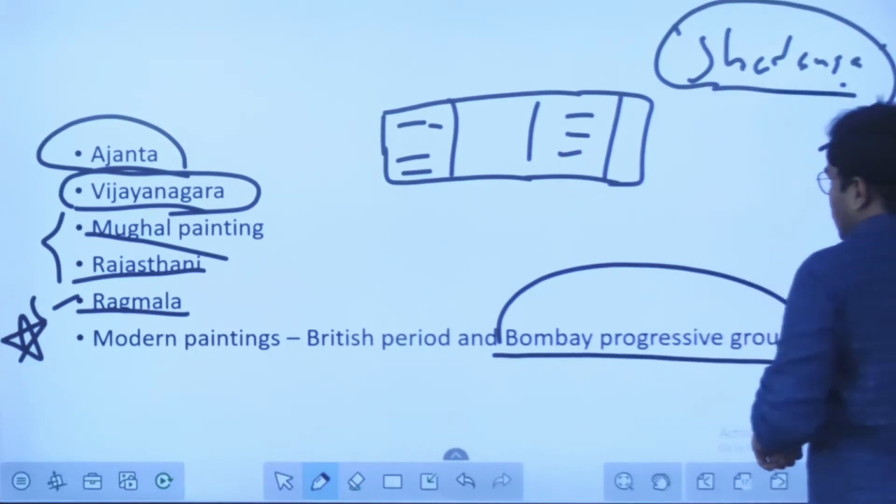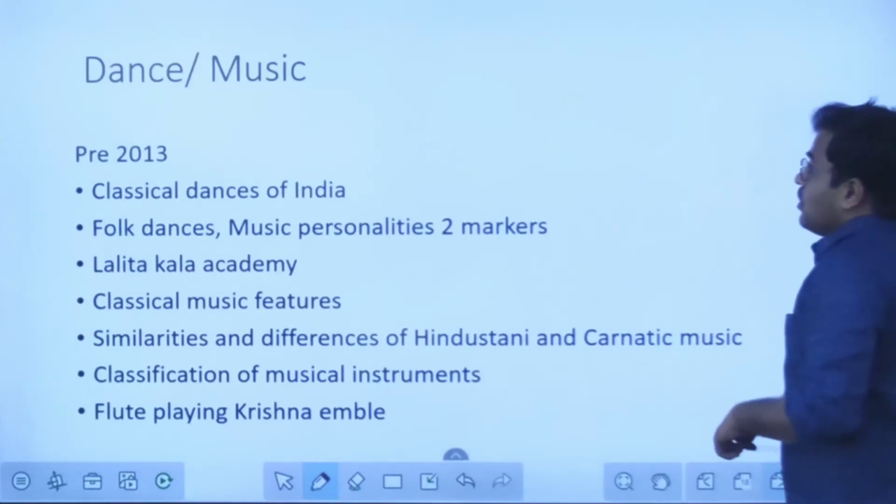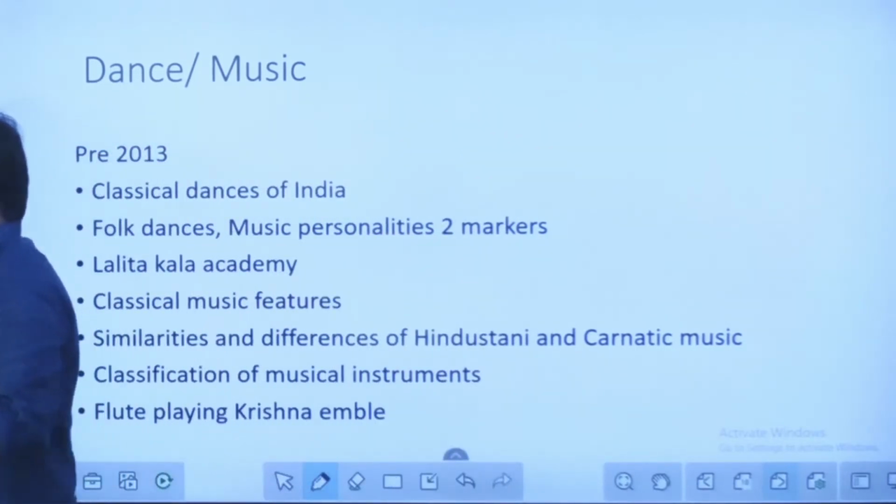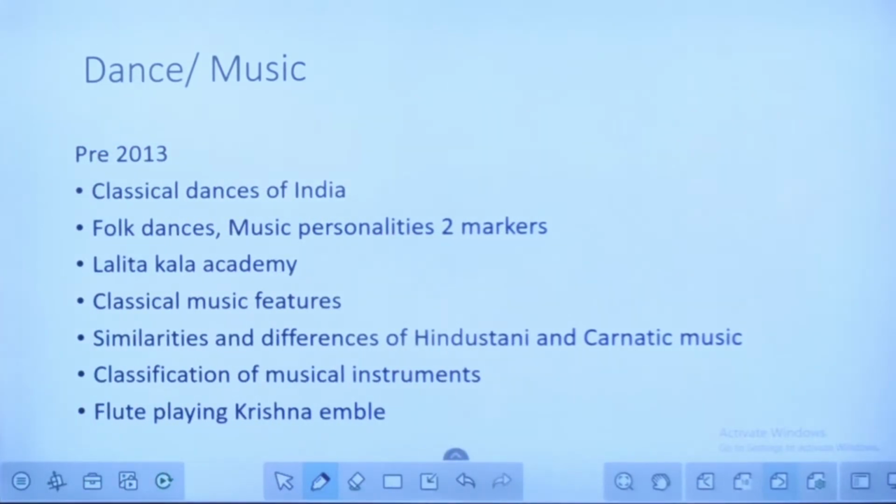Then after this, you go to the dance or music. Usually this is the most neglected portion for mains, and from here there is a good possibility of questions too. Here also, if you see pre-2013, they used to focus much on classical dances of India.